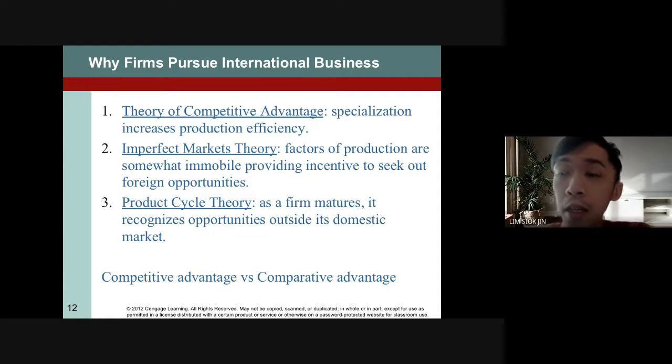If you see Malaysia, there are a lot of Vios, Camry, or Toyota cars that are older than 10 years and still function very well. For all you know, this latest Vios gets a new facelift every year, but the engine is not new. It's probably 10 years old technology. They never changed their engine, they just changed the design. This is what I understand. So as a firm like Toyota matures, it recognizes opportunities outside its domestic market, because Japan is already fully mature. They cannot grow anymore, so they have to grow in other countries.